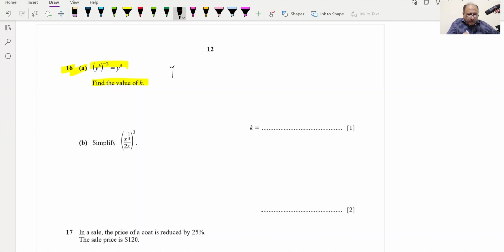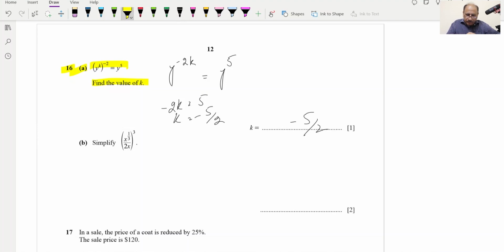If we open the bracket, we will get y raised to the power minus 2k, and this will be equal to y raised to the 5. Bases are same, so we can leave the bases and we can compare the powers. So minus 2k is equal to 5, so k is equal to 5 over minus 2, or we can write minus 5 over 2, and minus 5 over 2 will be our final answer, or you can provide in decimal also, which is minus 2.5.